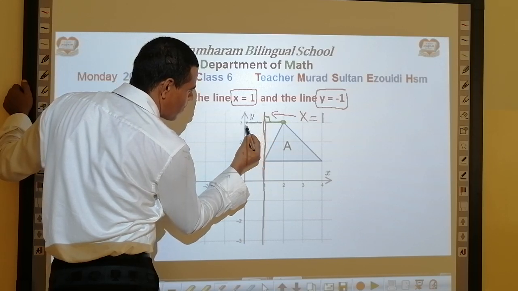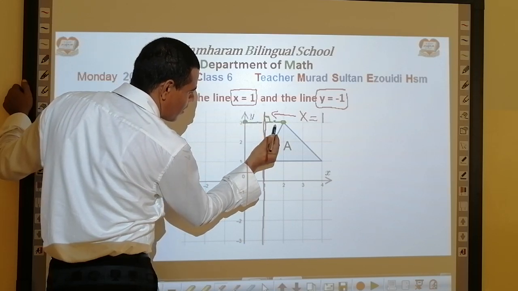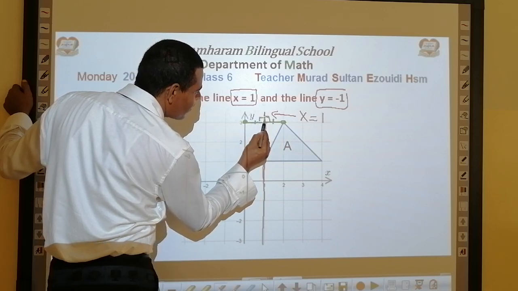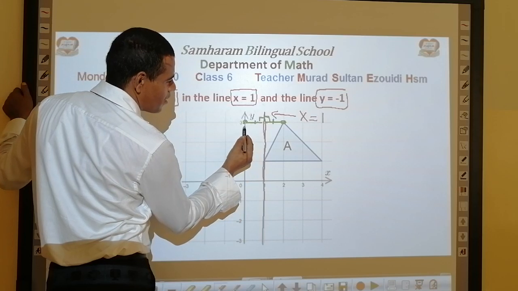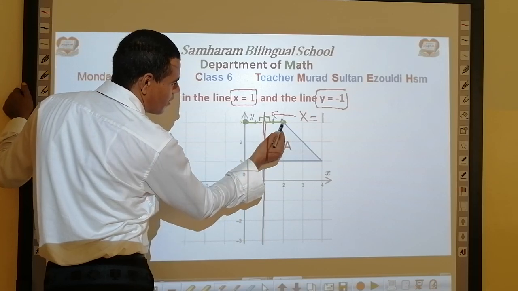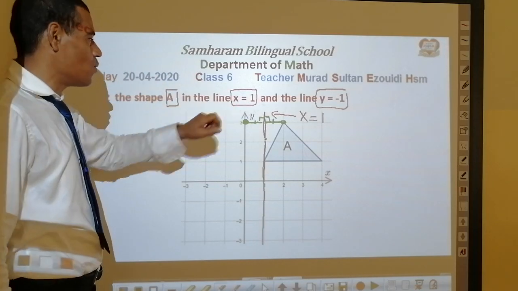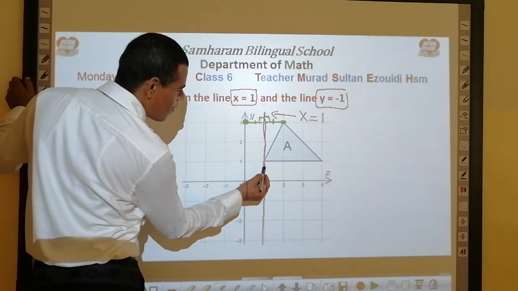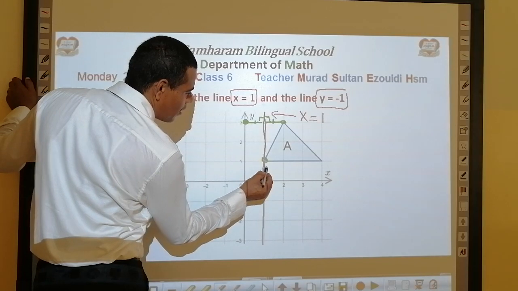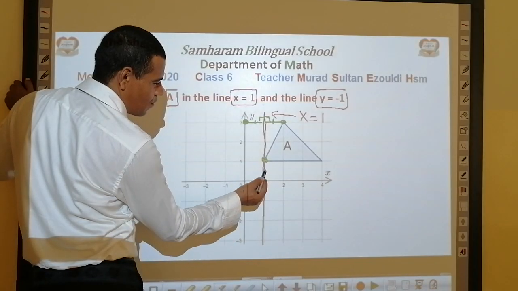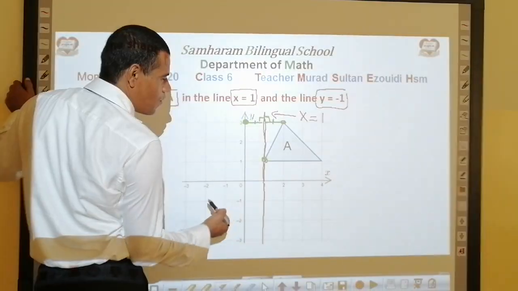So you can see this distance is equal to this, and also this is 90 degrees. So this is the image of that after reflecting in the line of reflection x equal 1. Then the next point, my kids, belongs to the mirror line, the line of reflection, so it will be the same, no change.